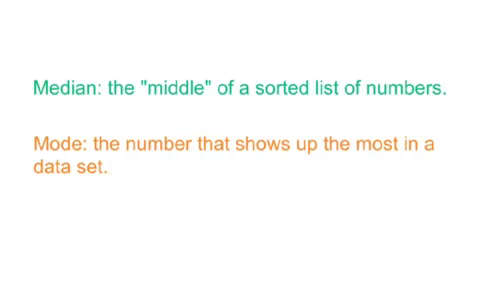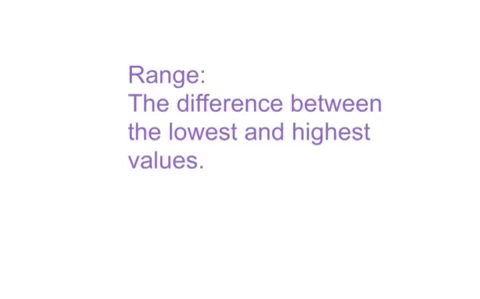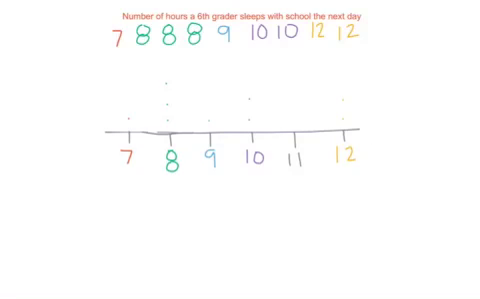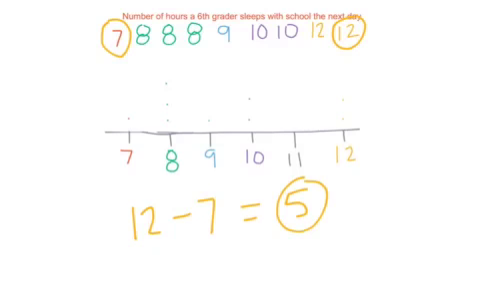We will now look at the range for our data. When we're talking about the range, it is simply the difference between the lowest and the highest values in our data set. For our data, we can see that the lowest value is 7 and the highest value is 12. So our range is simply 12 minus 7 equals 5. So 5 is our range. So the range of how many hours a sixth grader sleeps with school the next day is 5 hours.